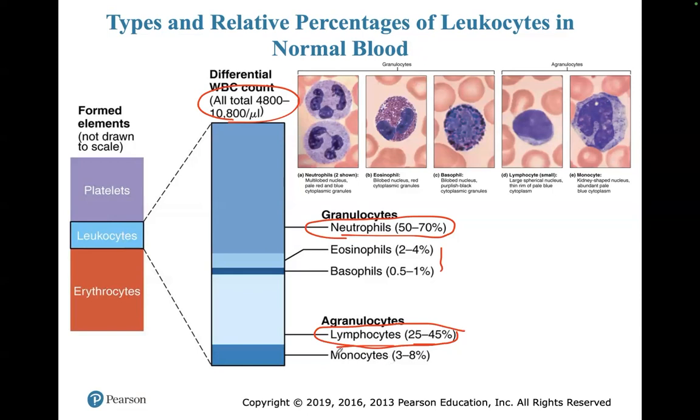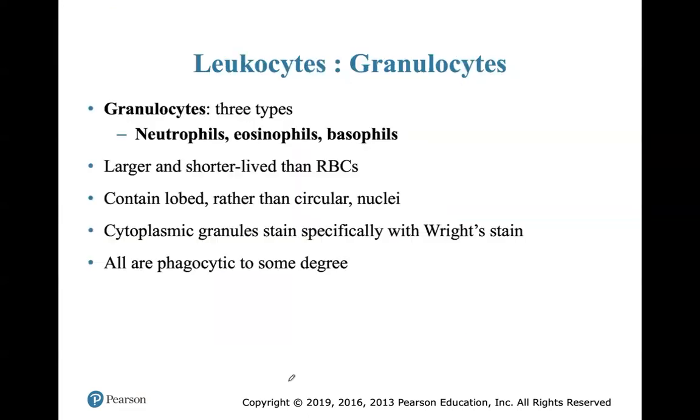Okay, now they have their separate functions and their different kinds of structure also. So we need to remember that. Firstly, granulocytes, 3 types: neutrophil, eosinophil, basophil. They are larger and shorter lived than RBC. They are lobed, and cytoplasmic. They have these granules that can be stained. All are phagocytic to some degree.